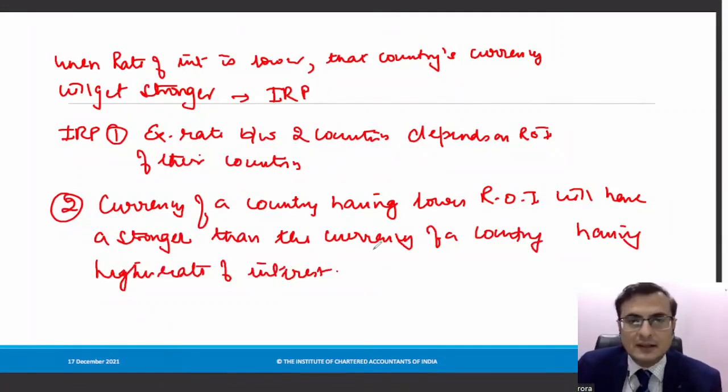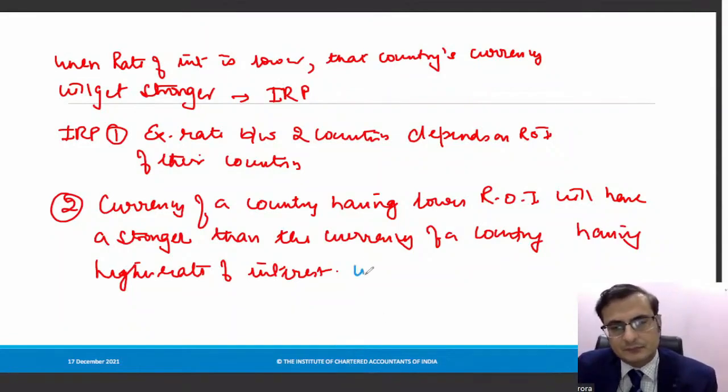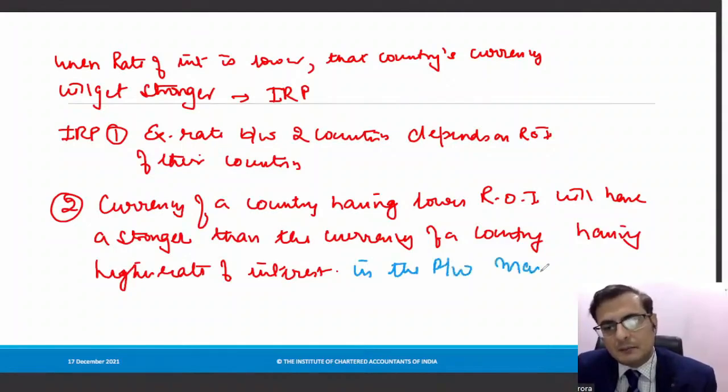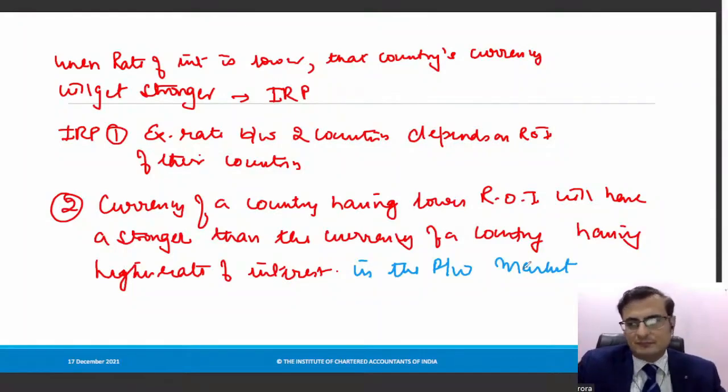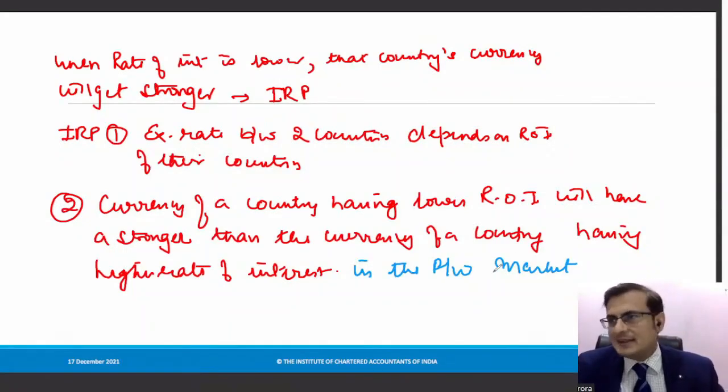But where? In the spot market or in the forward market? Very important thing. In the forward market. Okay, clear? Till here at least.